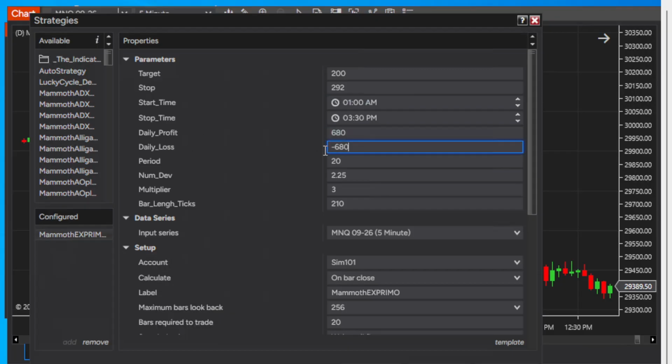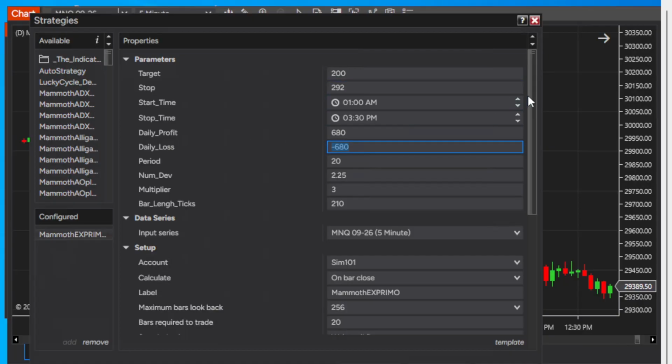This is a key component. And you can set up the profit. The reason I said 680 is that I want to have three trades, so maybe for the upper limit I want more winners than losers. But for the daily loss, I just want three losers. That's the maximum I can take, right?